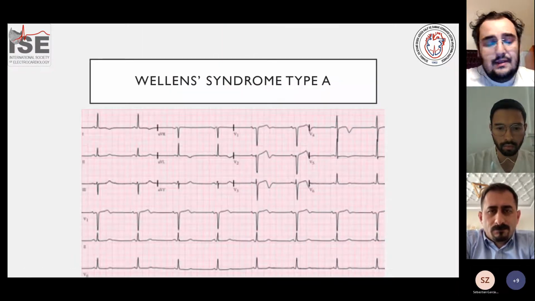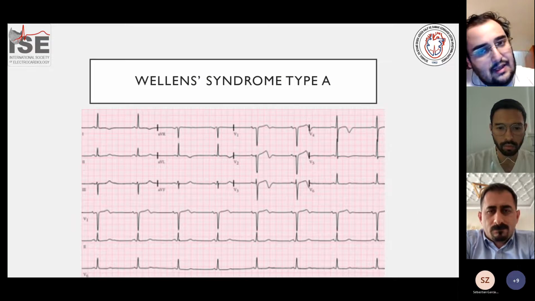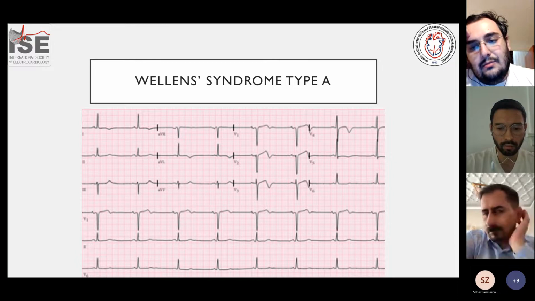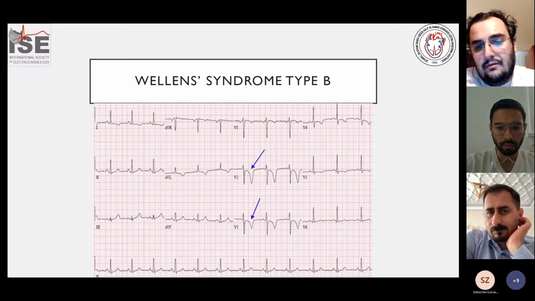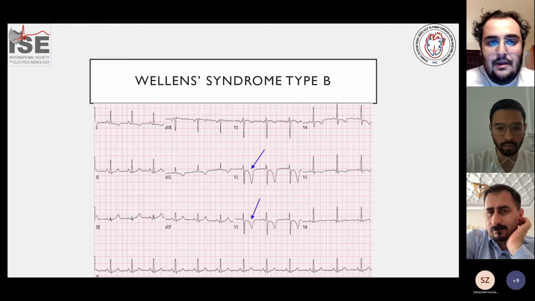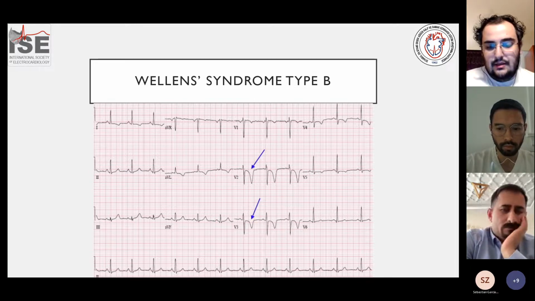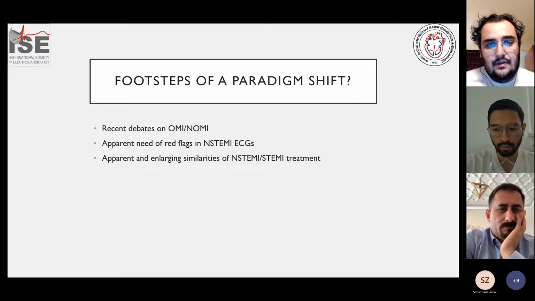Wellens syndrome was defined in the 80s and has 2 types. In type A, biphasic T waves are seen, and in type B, deeply inverted T waves are seen. This syndrome is also associated with proximal LAD lesions.